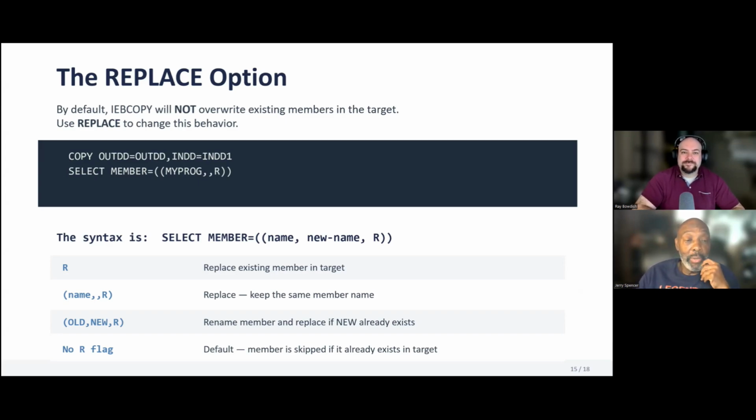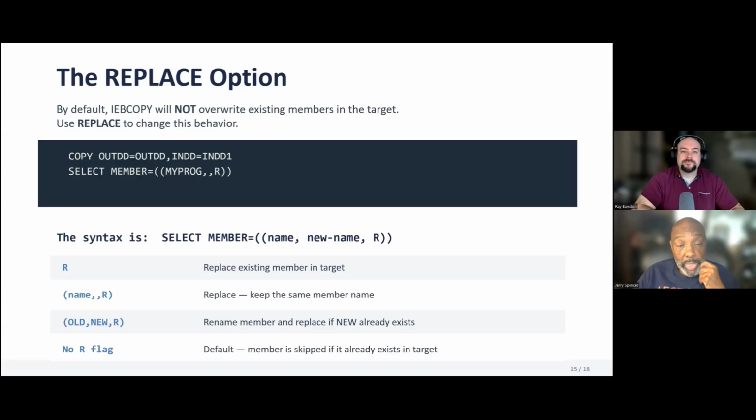But you can say, okay, I want to copy, in this case, my prog, and I want to replace it. So if it's already in the OUTDD, then fine, that's good. I want to replace it. If it's not, it just goes ahead and copies it like it normally would, and everything is fine.